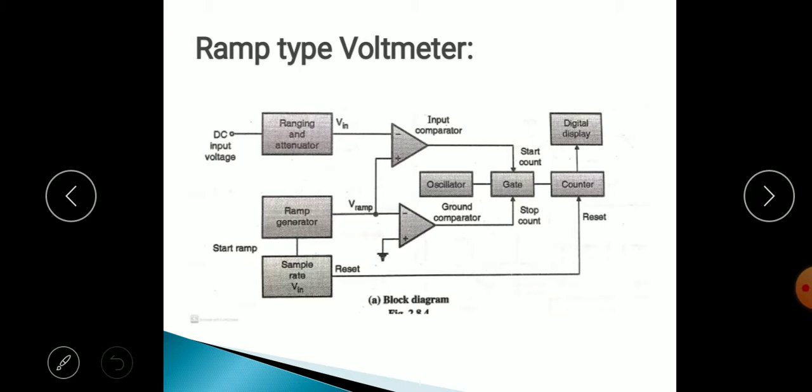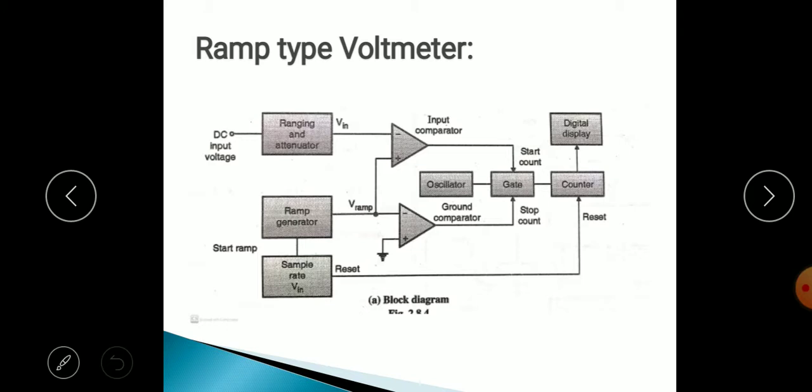In that, a standard ramp signal is generated by the ramp generator circuit. The input comparator gives the start of count signal to the gate. Due to this, the counter receives the clock signal from the oscillator. The counter starts counting the number of clock cycles. The ground comparator gives the stop of count signal to the gate when the ramp wave reaches 0. The counter then outputs the count to the digital display.